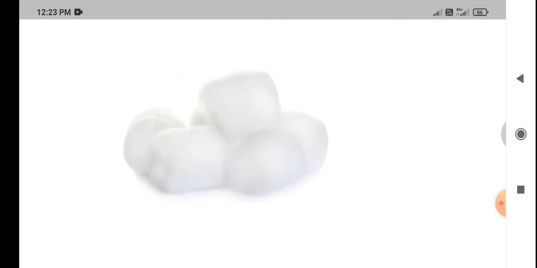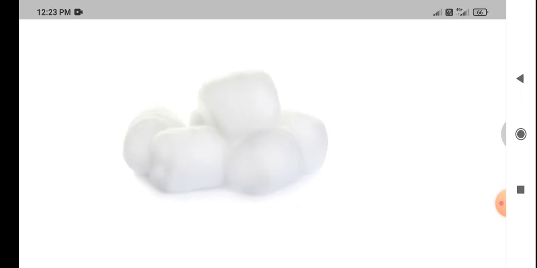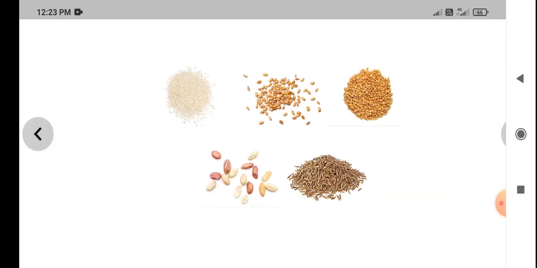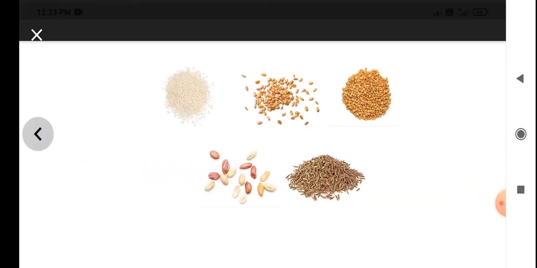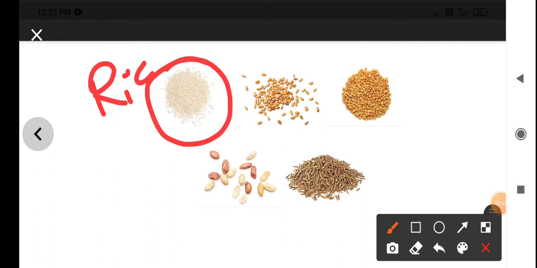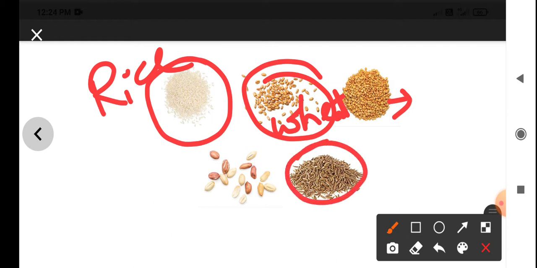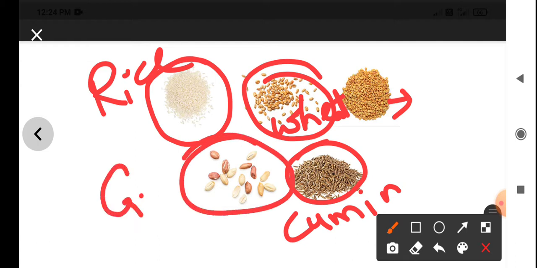These crops like cotton, rice and others, farmers are growing to get the profit. They will sell this and get the profit. And identify the seeds given here. These are rice seeds. And the next one, wheat seeds. These are wheat. And the next one, these are methi seeds. And these are cumin seeds. And these are groundnut seeds.